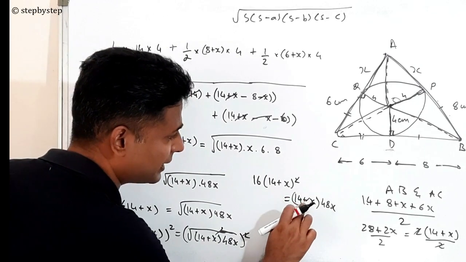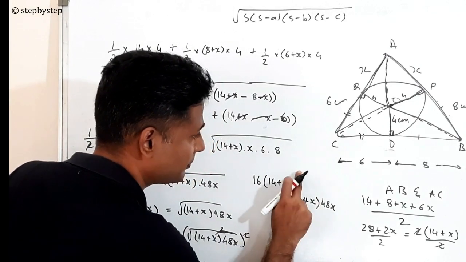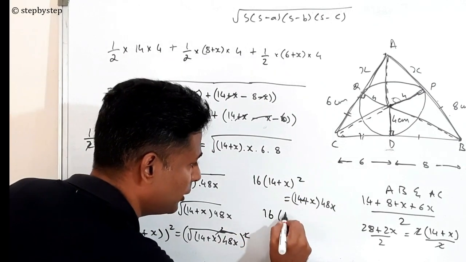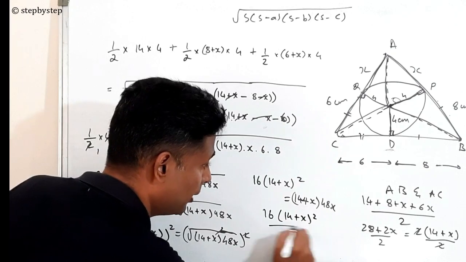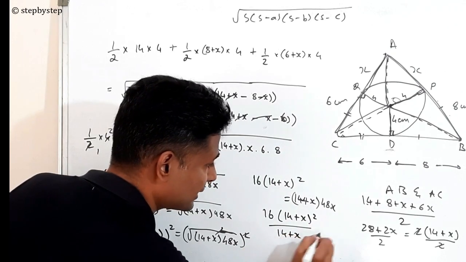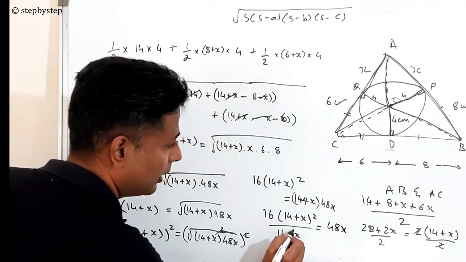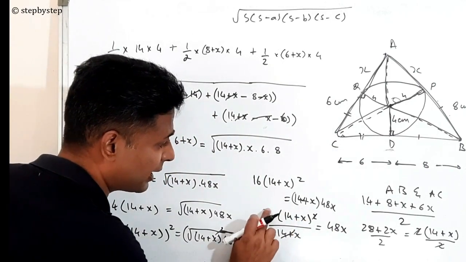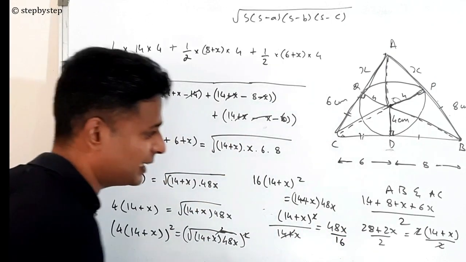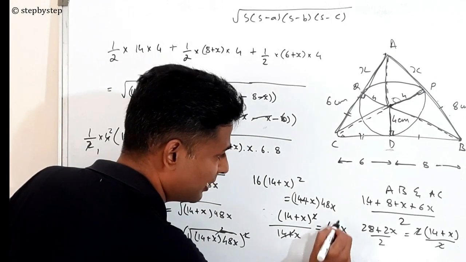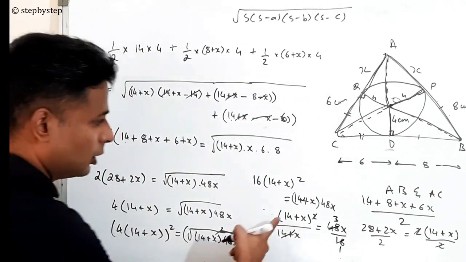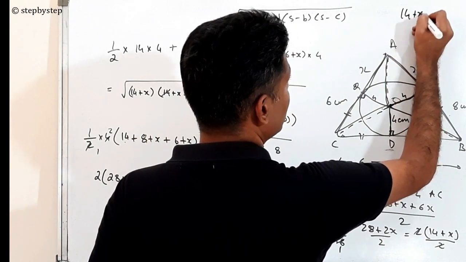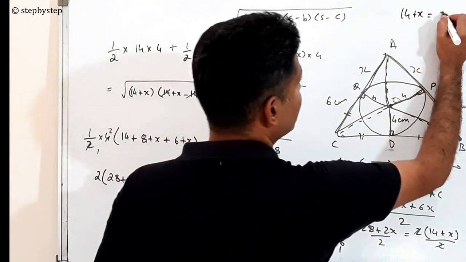I'll do it step by step. So now I'll transpose this 14 plus x. I get 16 into (14 plus x) whole square by (14 plus x) equal to 48x. Now one 14 plus x cancels with the other. Again, this 16 I can transpose to the other side, so it becomes by 16. 48 by 16, 16 threes are 48. So what do I get? Remaining here 14 plus x equal to 3x.